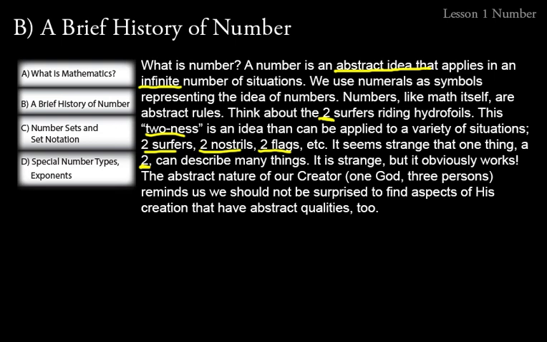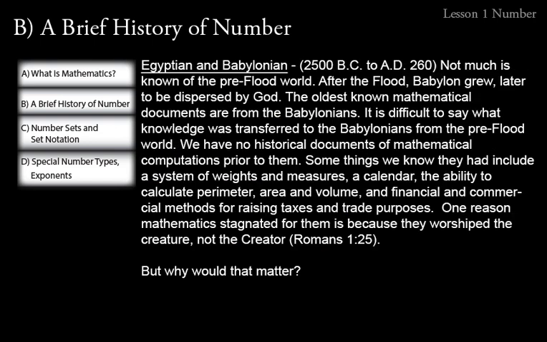The abstract nature of our Creator, one God, three persons, reminds us we should not be surprised to find that aspect of His creation, and that many aspects of His creation have abstract qualities too. So looking back at history, the Egyptians and Babylonians, 2500 BC to AD 260, that's basically post-flood. Not much is known about the pre-flood world.